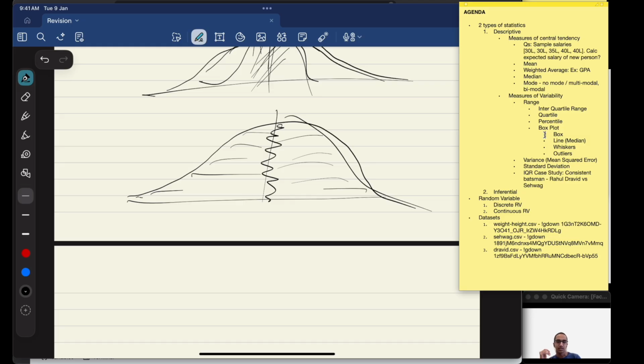You can also compare the performance of different batsmen. That's the example we'll be looking at in the IQR case study here, between Rahul Dravid and Sehwag. So we want to know who is more consistent. Yeah, this is the keyword. It's about finding the most consistent system, the more stable system. Variance informs us which system is more stable. Suppose you want to know the income of citizens across a country per month, right? You can use variance for that as well.